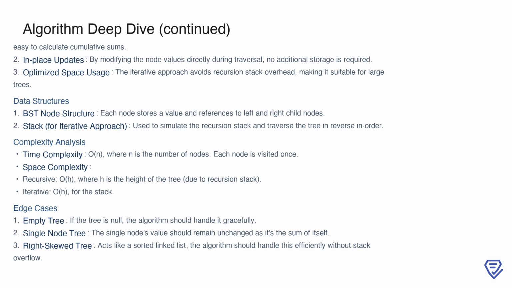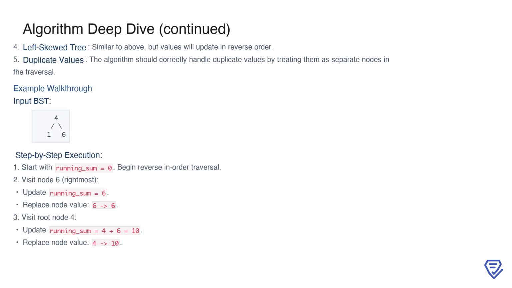Finally, it's crucial to consider special cases. For an empty tree, the algorithm should terminate gracefully without errors. In a tree with just one node, the algorithm leaves the node unchanged, as its value is the sum of itself. For skewed trees, whether left or right, the traversal still operates efficiently and ensures correctness. When dealing with left-skewed trees, which resemble a linked list sloping downward to the left, the algorithm processes nodes in reverse order, updating their values one by one as it moves upward. This behavior mirrors the right-skewed case but in the opposite direction.